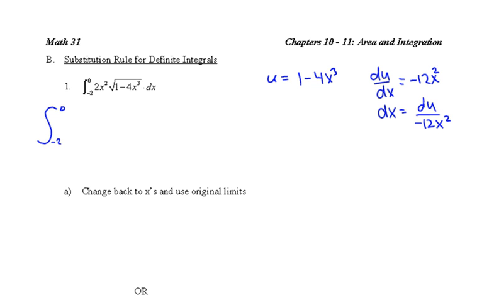Okay, so we're evaluating this from -2 to 0. But we have 2x squared. The square root, what are we going to write it as instead? U to the 1/2. So that's going to be u to the 1/2. And then dx becomes du over -12x squared. Oh, you're replacing dx with that. Yeah. Okay. What constant can we pull in front? -1/6.